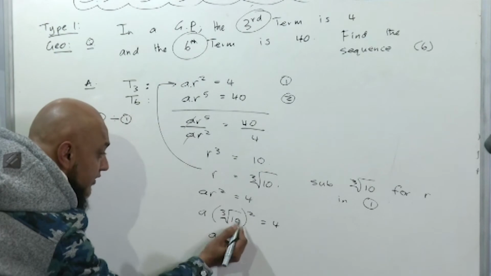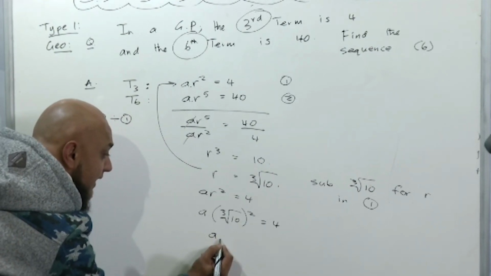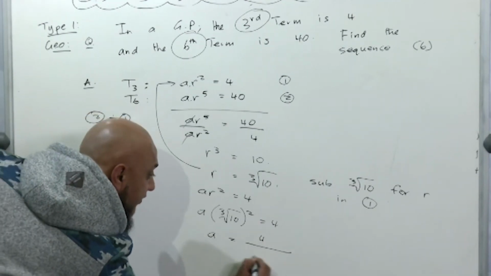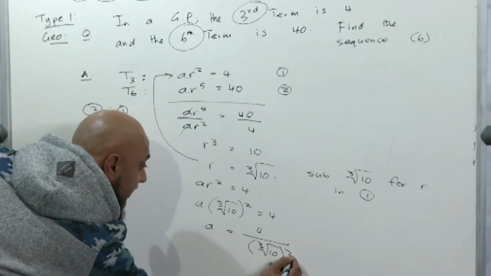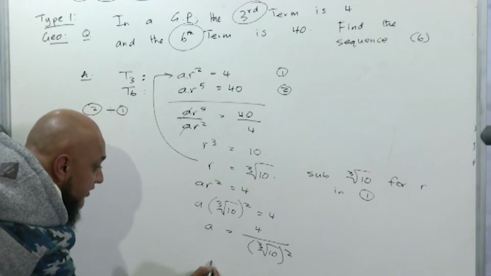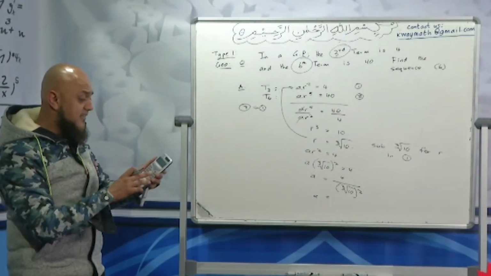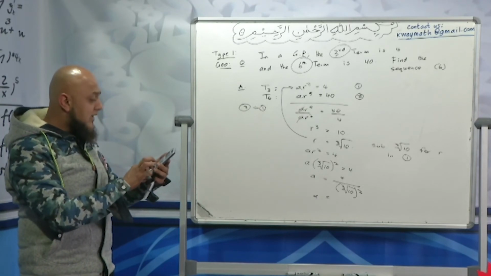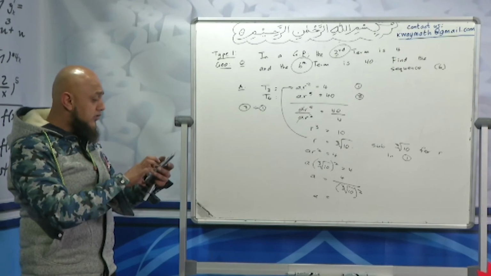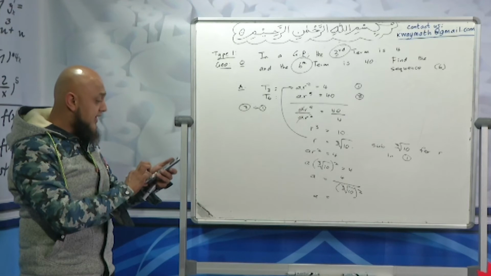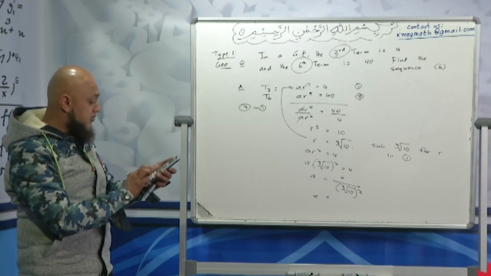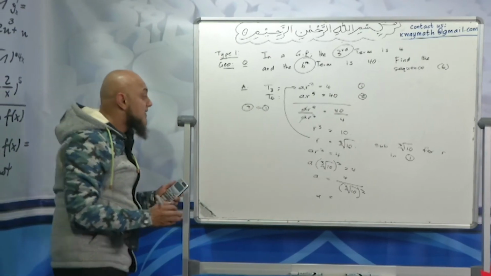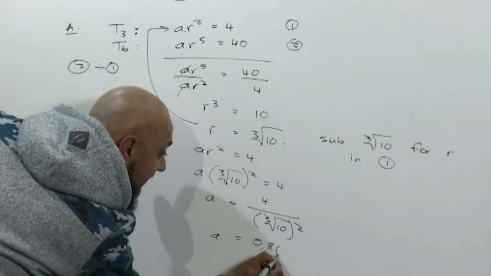So we only want A. So A is equal to 4 over the cube root of 10 squared, right? Because we're dividing. So A is equal to, now we're finding out what is our first term. So we go to our calculators, go to our scientifics, go to your fraction, we say 4 divided by, open brackets, go to the cube root of 10, go to the side, close brackets, squared, and we get 0,86. So 0,86 is our first term.